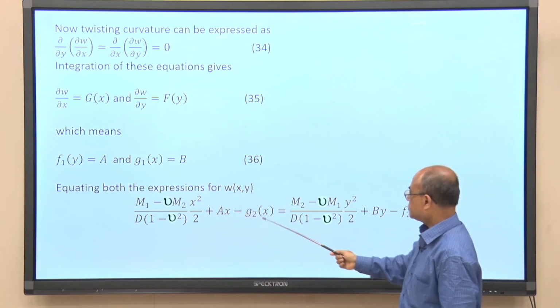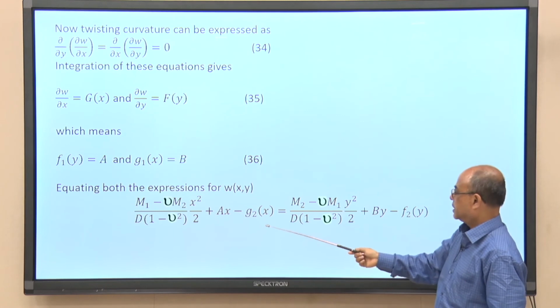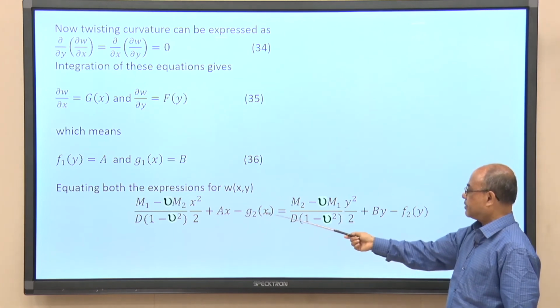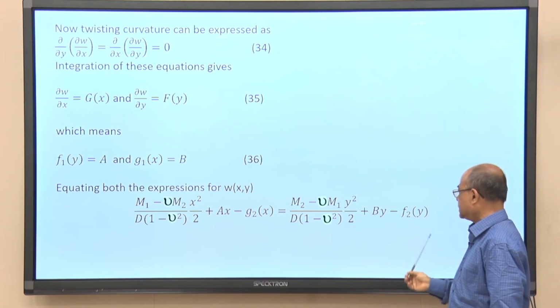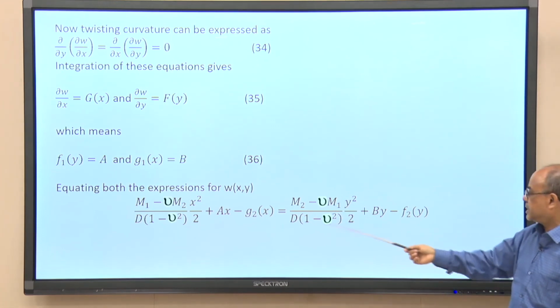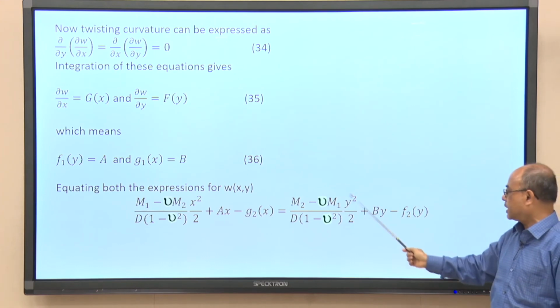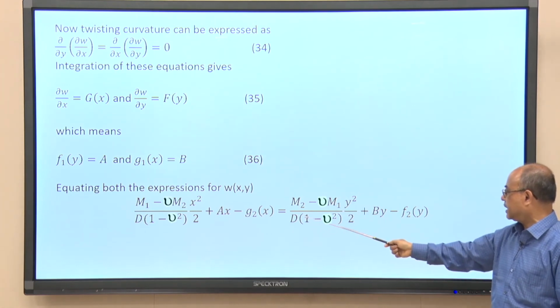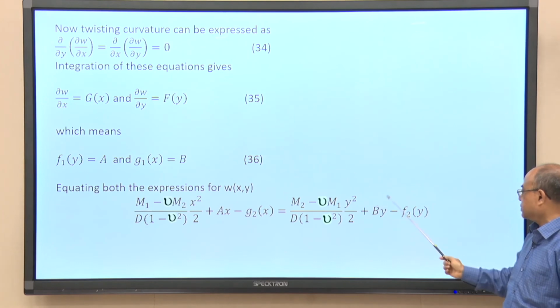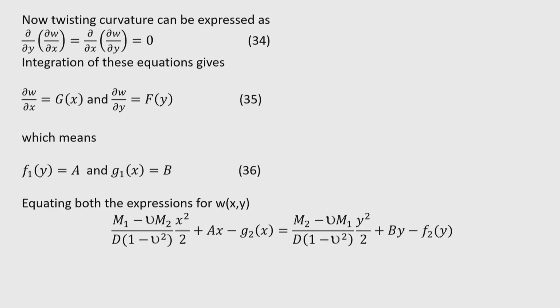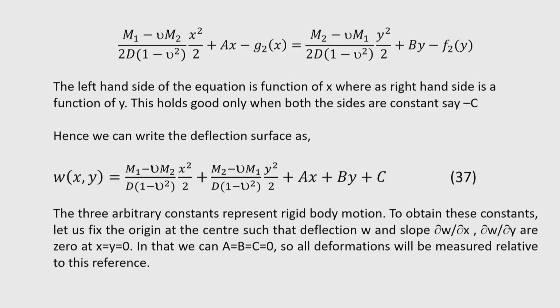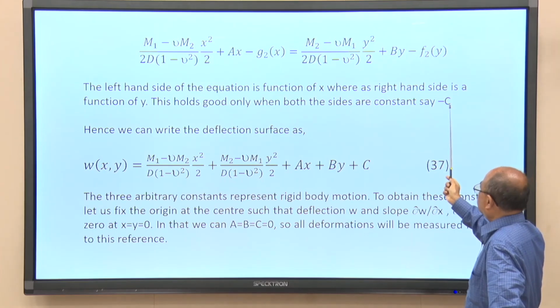You can see here in the left hand side the expressions are functions of x, in the right hand side the expressions are functions of y. This clearly indicates, because m1, m2, Poisson ratio and capital D all are constant, b is a constant, a is a constant. But how can a function of x be equal to a function of y? This is not possible unless both are constant. So, that is a very important conclusion, and based on that this holds good only when both the sides are constant, and that constant I am taking as minus c.